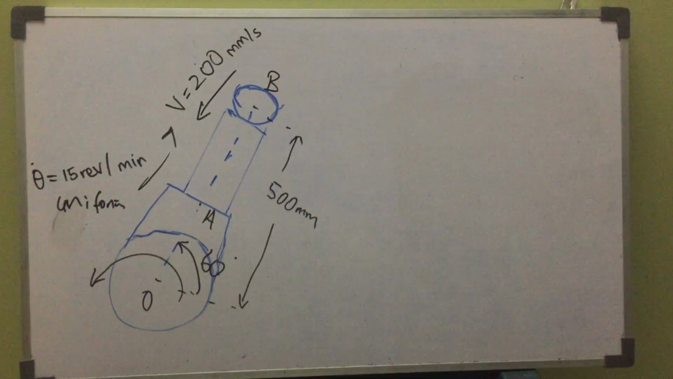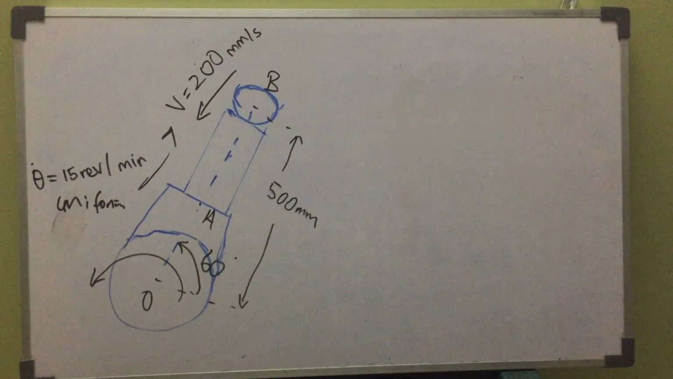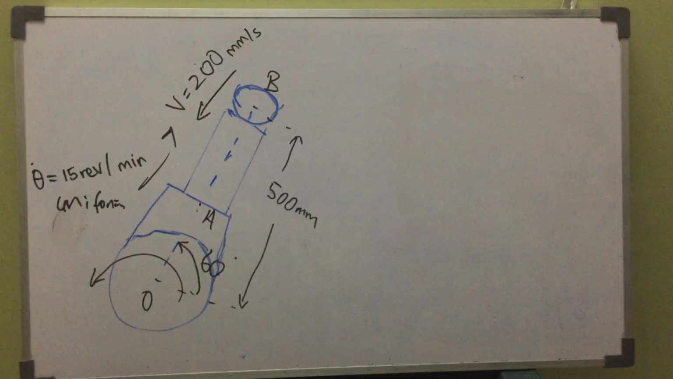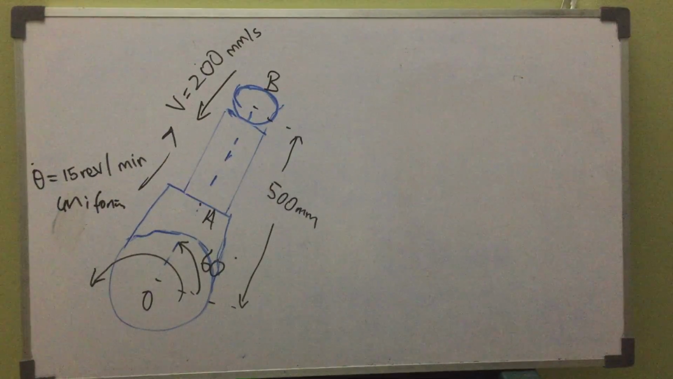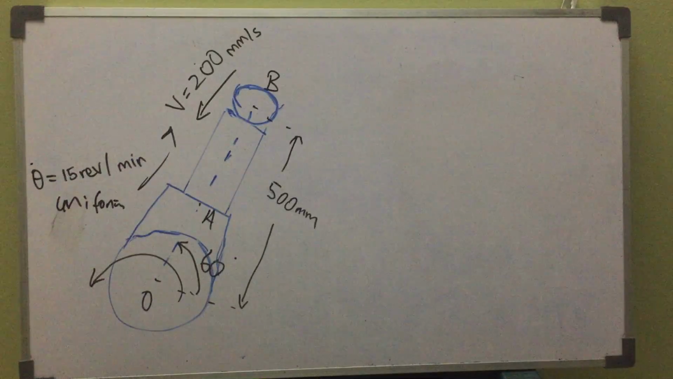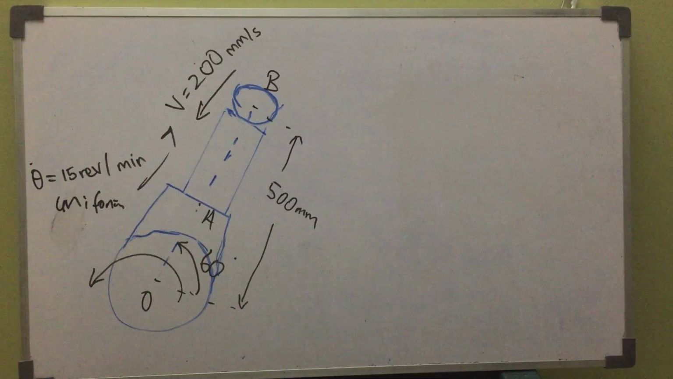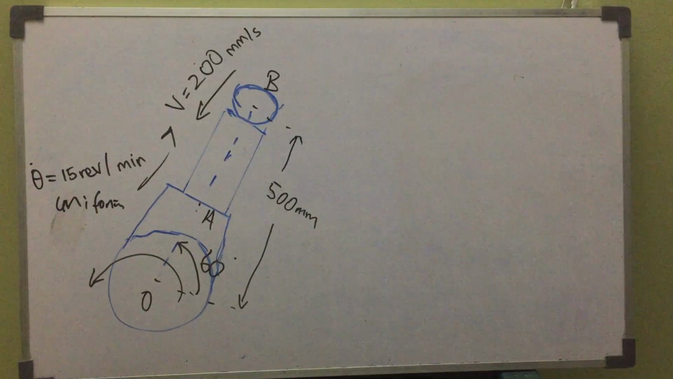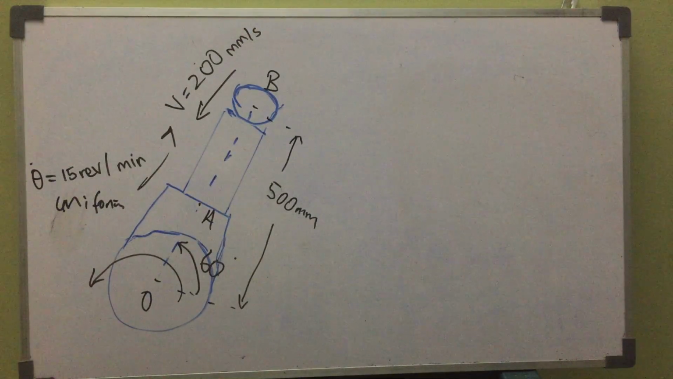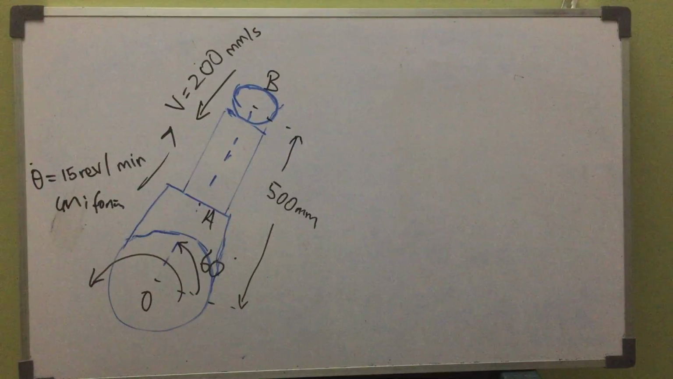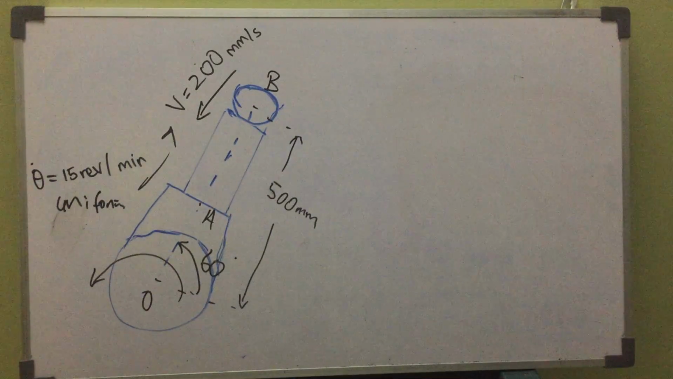After that, they are telling us that at the instant, the length of OB is 500 millimeters. So note that at the instant when the length of OB is 500 millimeters, determine the velocity and the acceleration of B. So it's not a big deal. However, you need to remember those equations.